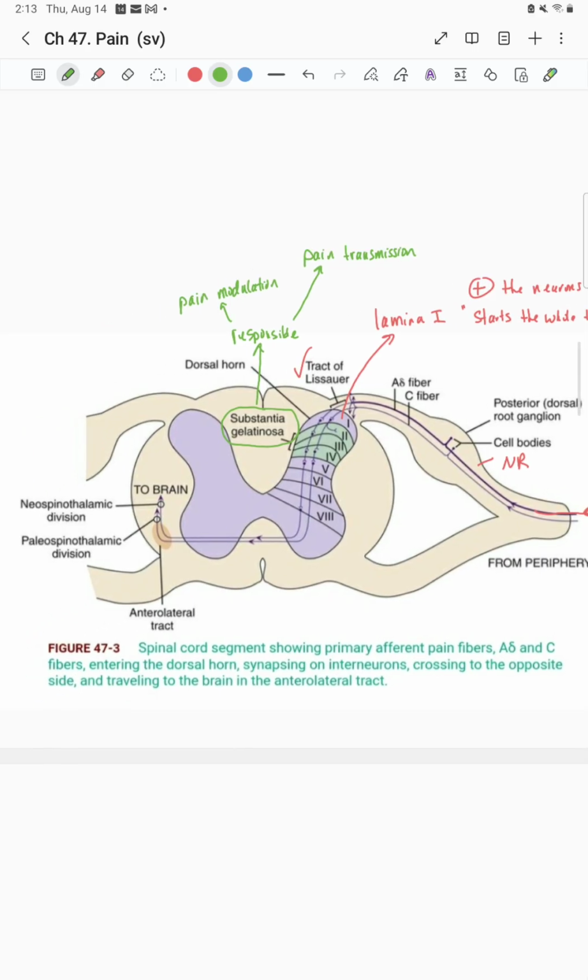Okay, here you're seeing another picture of the anterior lateral division, which will send signals, the pain and temperature signals, up to the brain.